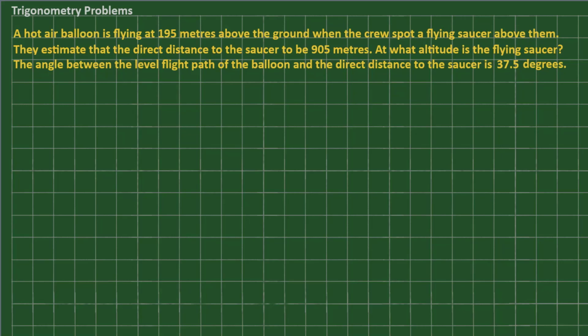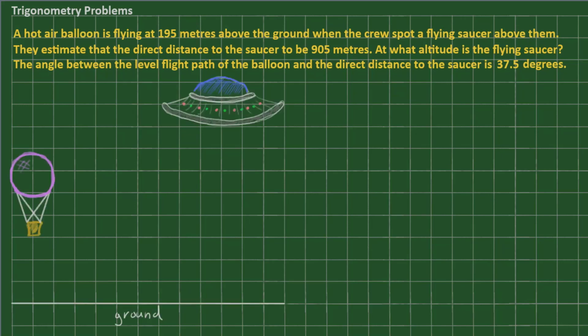Seeing how this is a trigonometry problem, a drawing is always nice. So here's one I prepared earlier. I know, you are all very impressed. Okay, now let's deconstruct this problem a little bit. So we have a hot air balloon and we have a UFO.